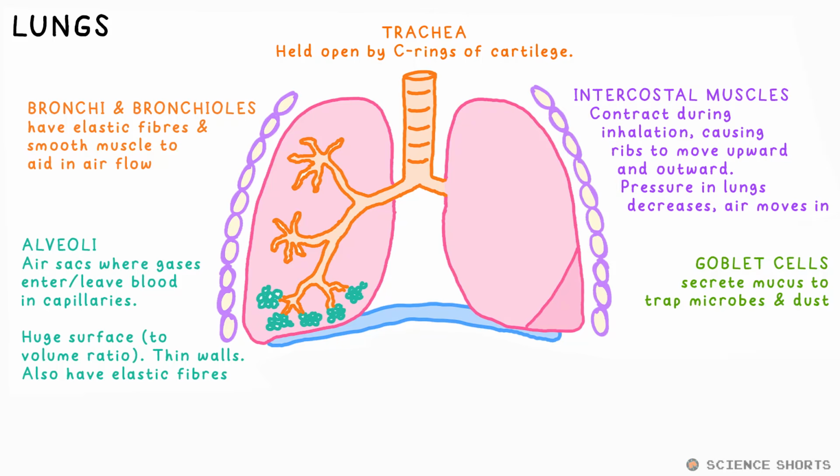All of the airways contain goblet cells. These secrete mucus that traps dust and microbes. The bronchi and bronchioles are smaller than the trachea, and they contain elastic fibers that lengthen and shorten when we breathe to control the flow of air. They also have smooth muscle that opens and closes the airways as necessary.